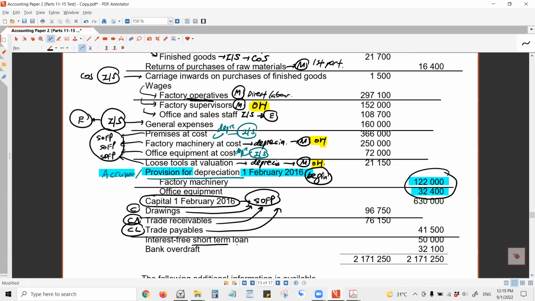Interest-free short-term loan. Short-term indicates current liability. Okay, loan means liability. So current liability. So also in the SOFP, bank overdraft also in the SOFP, current liability. Okay, so after you have done classifying all of them, it will make your life easier when you are answering the question.